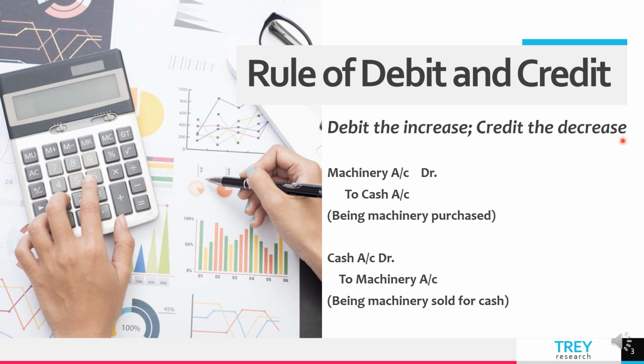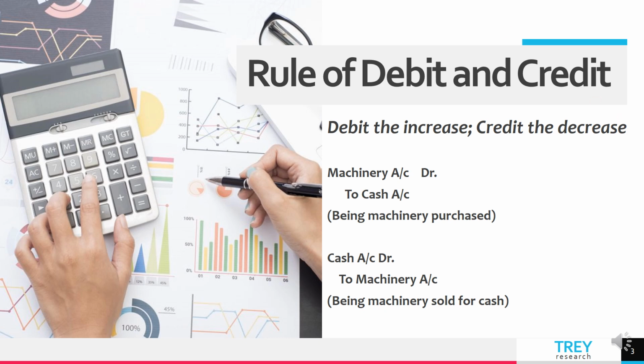Cash account is getting debited in the second case, while the machinery account is getting credited because we sold the asset. We are selling off the asset, and therefore our asset is decreasing. So, this is the rule which pertains to this particular account. I hope you have understood it.